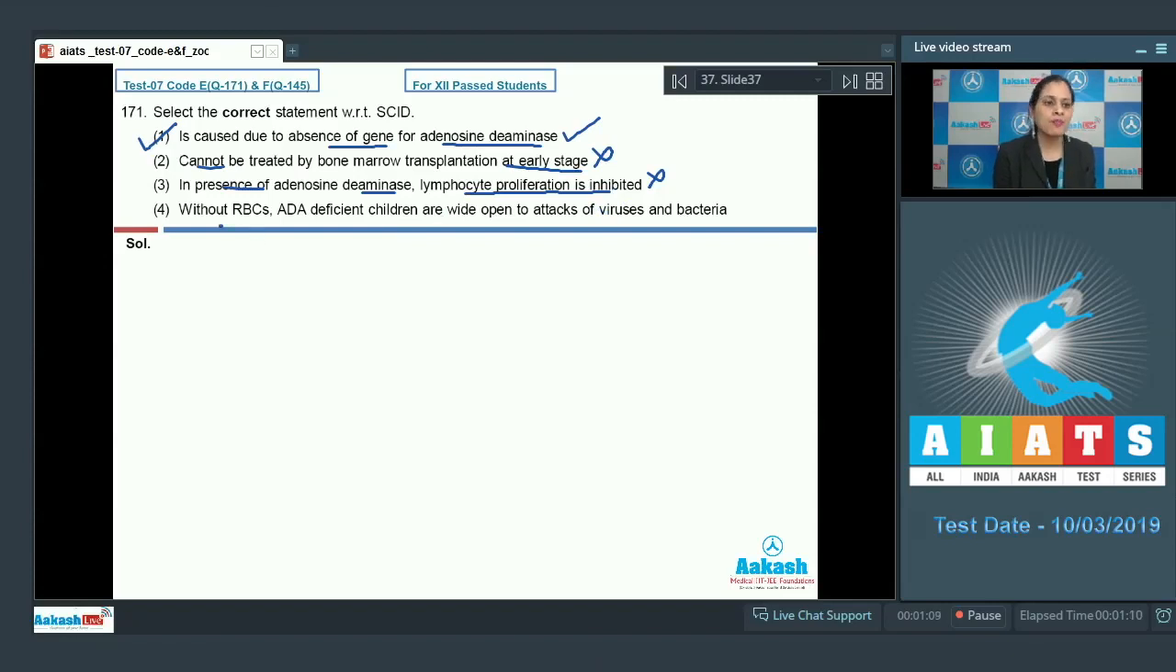The last statement is without RBCs, ADA deficient children are wide open to attacks of viruses and bacteria, and this is also an incorrect statement because without T cells or WBCs and not RBCs, ADA deficient children are wide open to attacks of viruses and bacteria. So the correct answer to this question is option number 1. Let's discuss our next question.